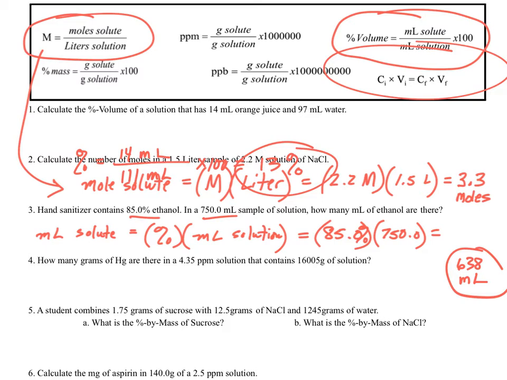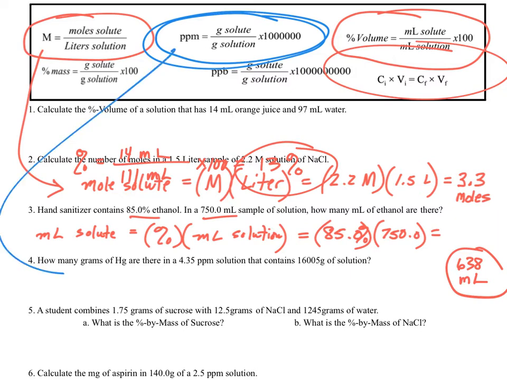Number 4, how many moles or how many grams of Hg, that's mercury, are in a 4.35 parts per million solution that contains 15,005 grams of solution? All right, now we're working with ppm, parts per million. So we are looking at this equation, and we are given the ppm and the grams of solution. So what we have to find here are the grams of solute.